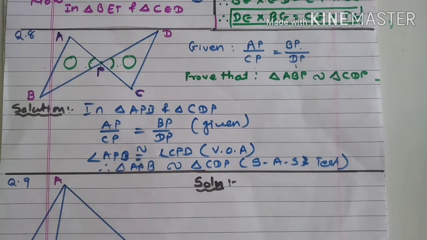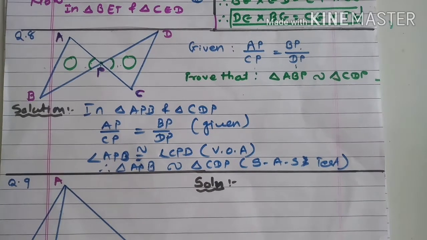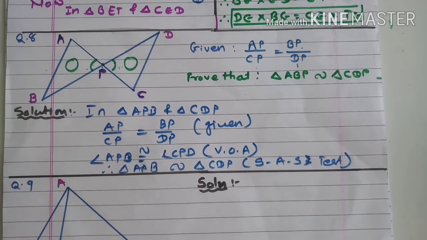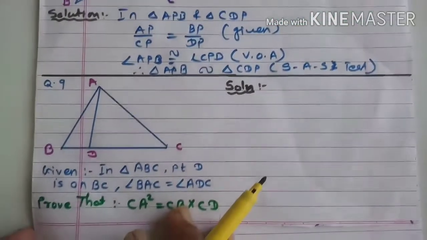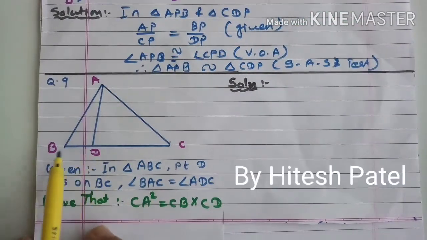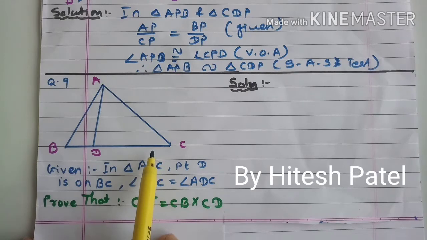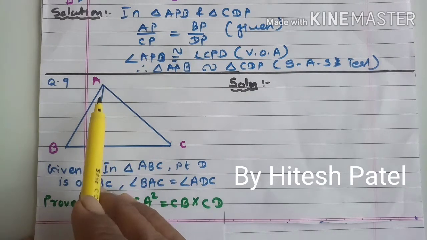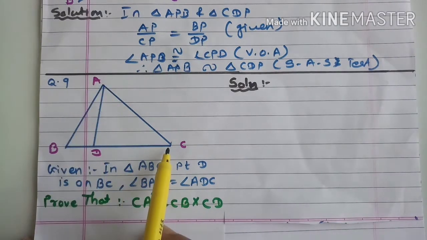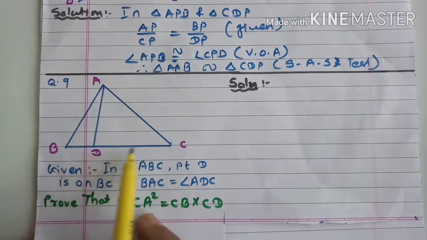What they have given in the figure, triangle ABC, the bigger one, point D is on the side BC such that angle BAC is equal to angle ADC.